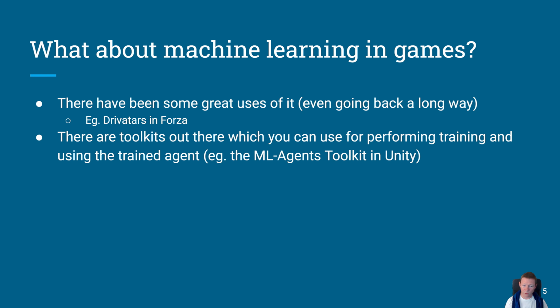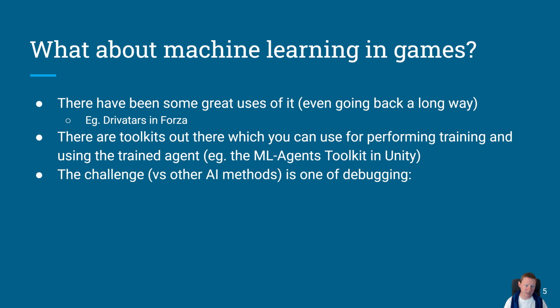And there are toolkits out there. Unity has a machine learning agents toolkit, and it gives you the tools to be able to train an agent, which you then use in the game. A lot of them will not do what would be referred to as online training, where they train in the live game. They're usually trained offline, and then the trained model is imported into the game.